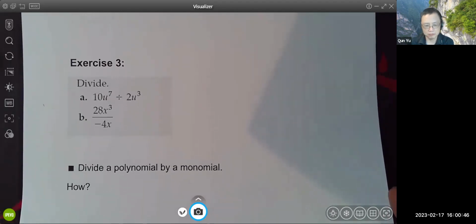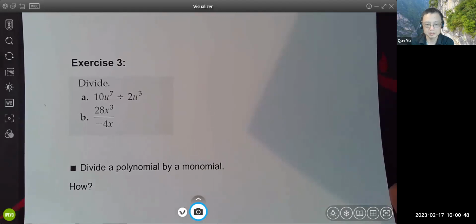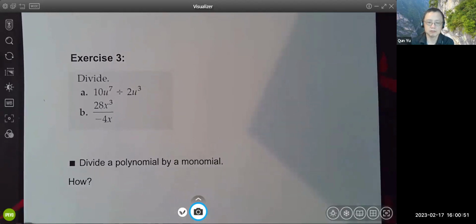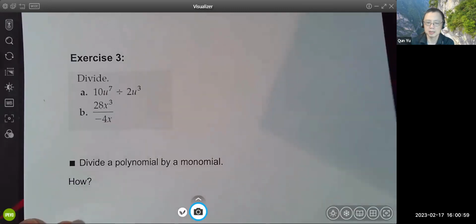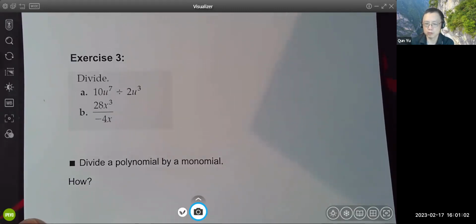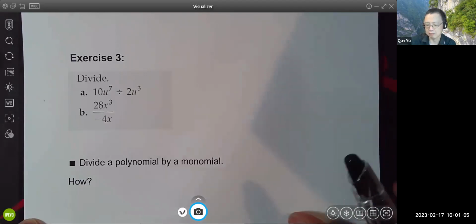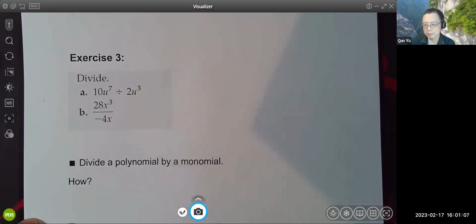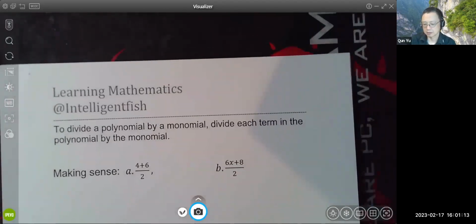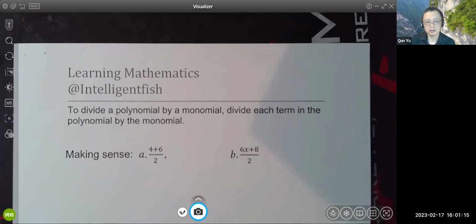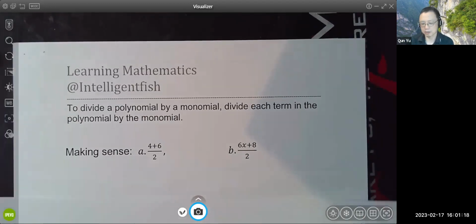Now let's move to the next level a little bit. This time, we want to divide a polynomial by a monomial. How do we do this kind of division? It's very similar to the distribution property in multiplication when we divide a polynomial by a monomial. Let's take a look at it. To divide a polynomial by a monomial, divide each term in the polynomial by the monomial.